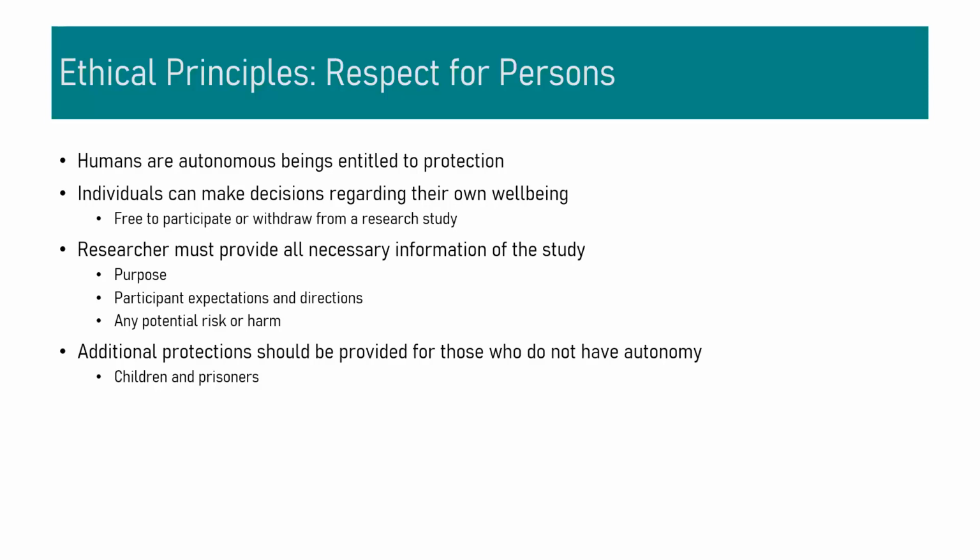Additionally, respect for persons argues that those who do not have autonomy, such as children or prison inmates, must have additional protection. So a lot of the times for children, additional protection comes with having a parent or guardian also sign off on this, right?